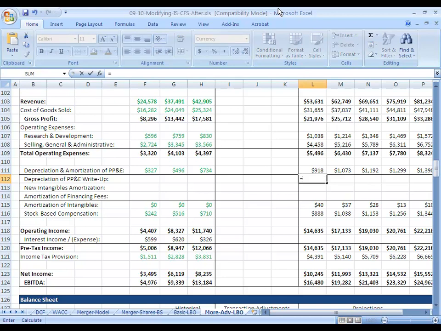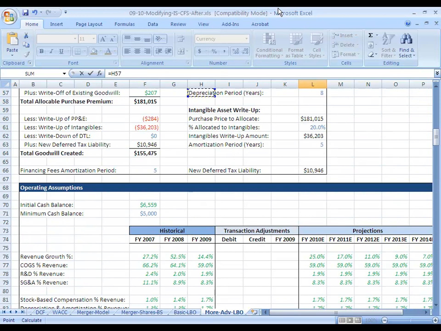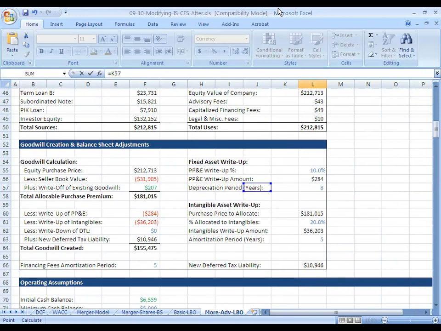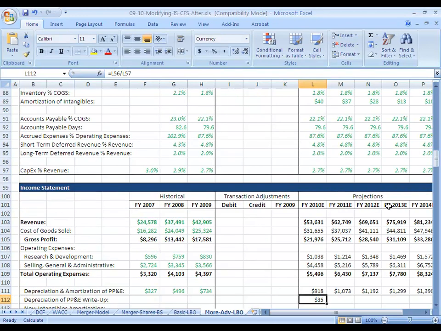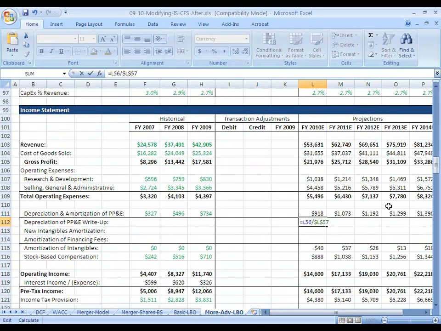So for the depreciation of the PP&E write-up, we're going to go up to our goodwill and purchase price allocation schedule, take the PP&E write-up amount, and then divide by the period. So 284 divided by 8, in this case giving us 35. I'm also going to anchor both of these so that we can more easily copy it across.